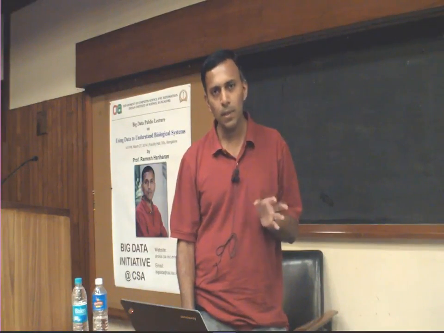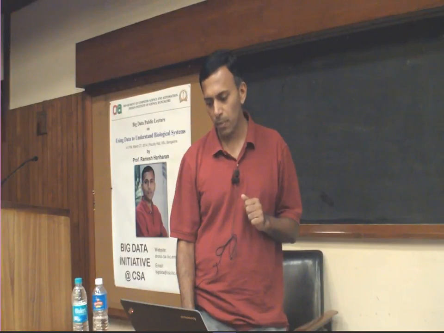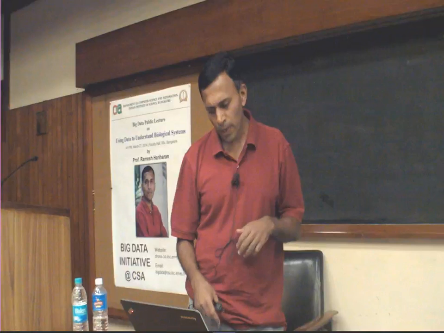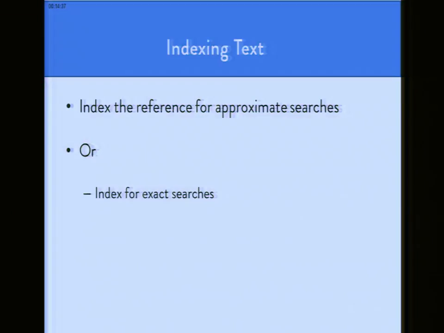Indexing for approximate searches is a hard problem. There are no elegant, easy algorithms with provably good performance available. So you end up indexing for exact searches. So given the read, the query, can you find it exactly in the reference? Now, of course, that's not our problem, because my sequence is different from yours, and so if I just find an exact hit, I'll be missing a lot of hits.